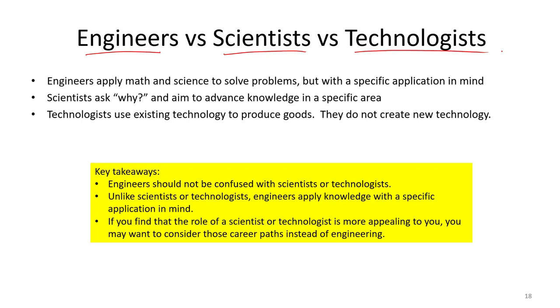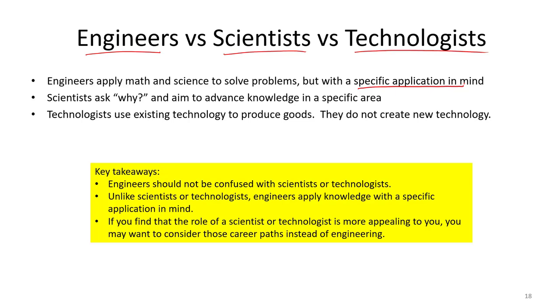Engineers apply math and science to solve problems, but with a specific application in mind. Most of the time, engineers are not sitting in the lab doing science experiments. They're trying to make a specific product to solve a specific problem at a specific cost. So you're focusing more on applications.